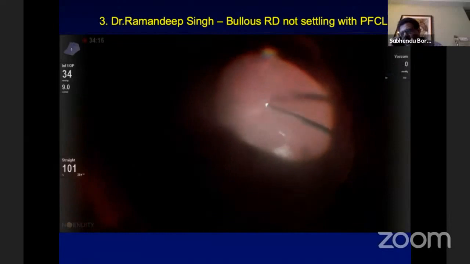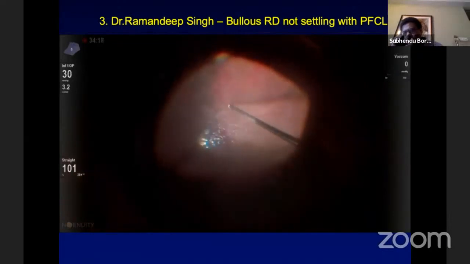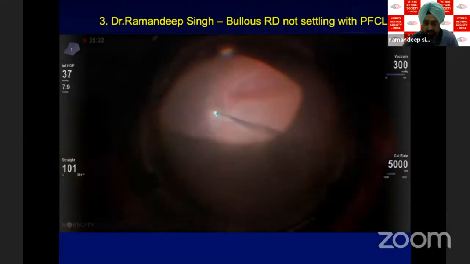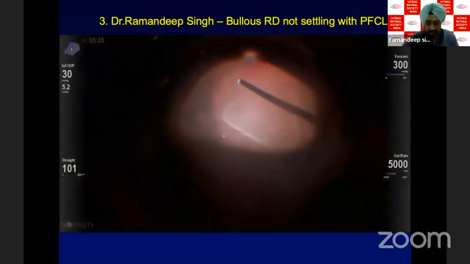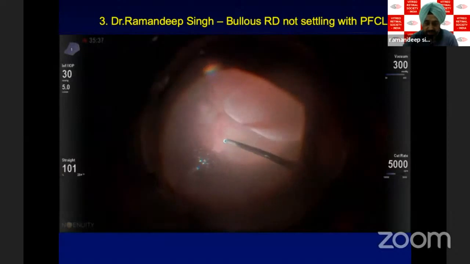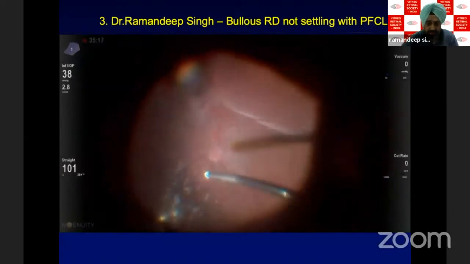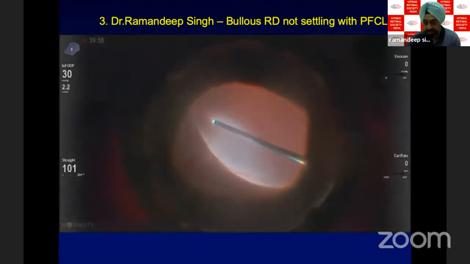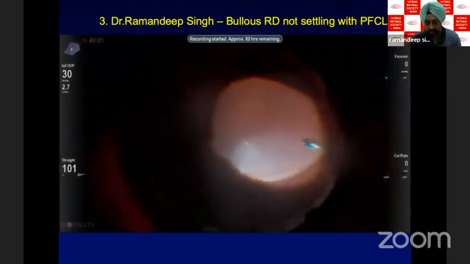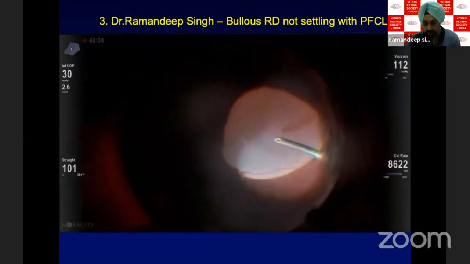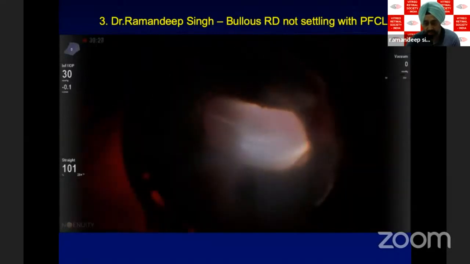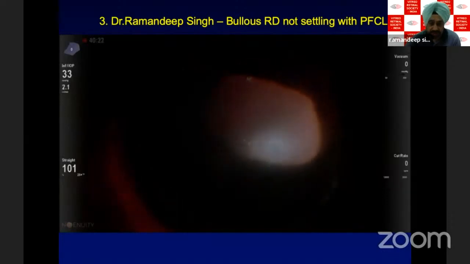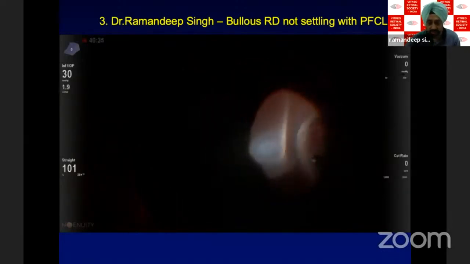And then we saw that the RD is happening. It was there, but suddenly we see it is becoming more and more bullous. And as I'm shaving the peripheral vitreous, I realized that this bulla is increasing in size, but it has kept there in that place. So I thought, let's find out the reason why. The first thing that came into my mind was whether there was an infusion cannula there. So I went there, depressed with the buds, and saw around. The cannula is in the vitreous cavity, and that was not the reason.